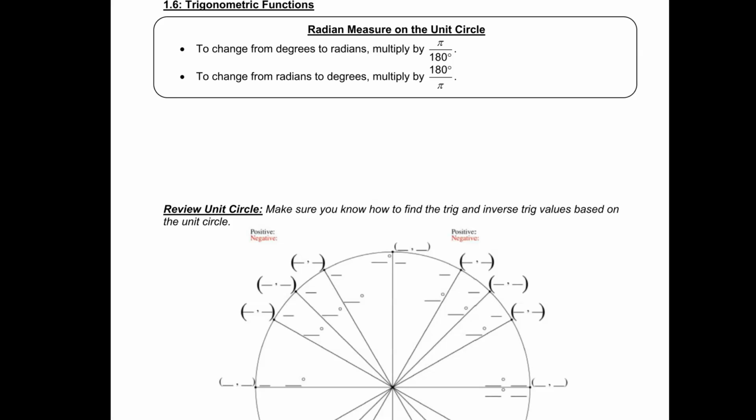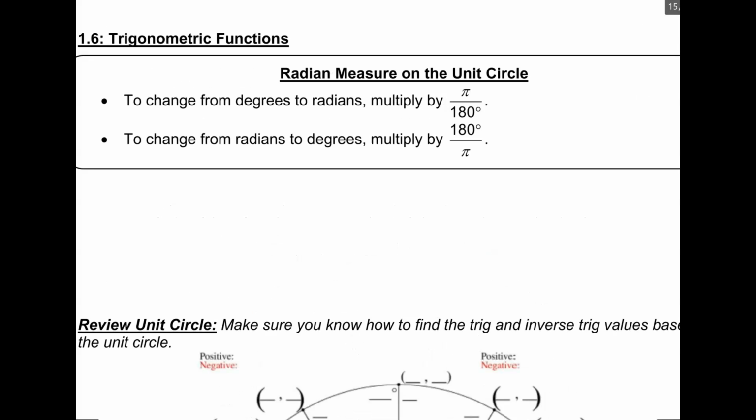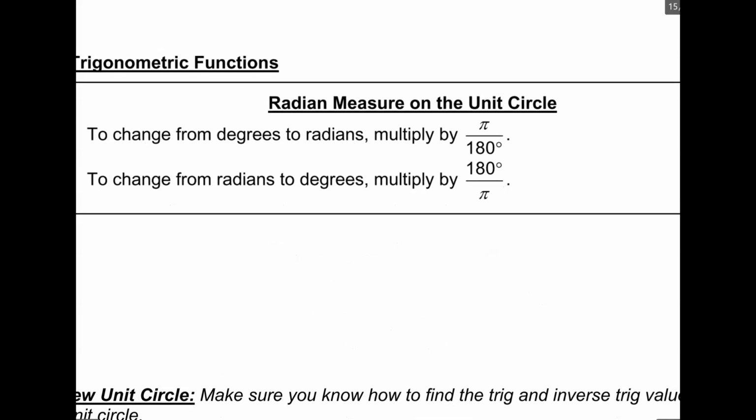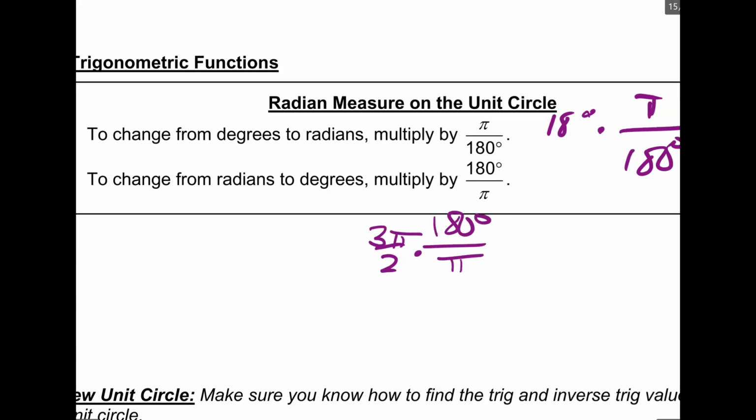All right, so 1.6, here we go. Trig functions. Radian measure on a unit circle. So we know how to convert. If you're going from degrees to radians, you multiply by pi over 180. So if you have 18 degrees, the degrees will be on bottom, so pi over 180. If you want to go from radians to degrees, if you have 3 pi over 2 and you want to know how many degrees, pi's on top, so pi will be on bottom. So it's 180 over pi.